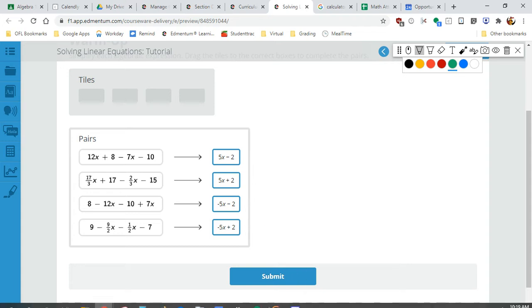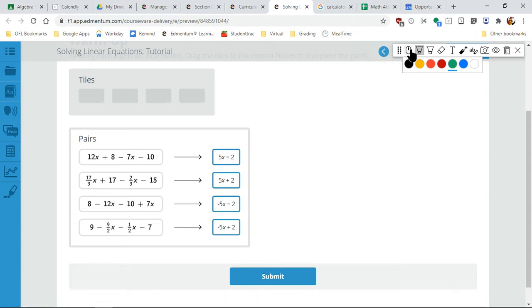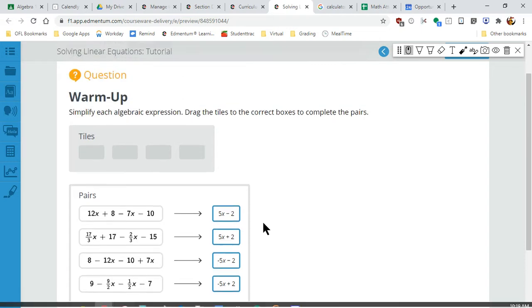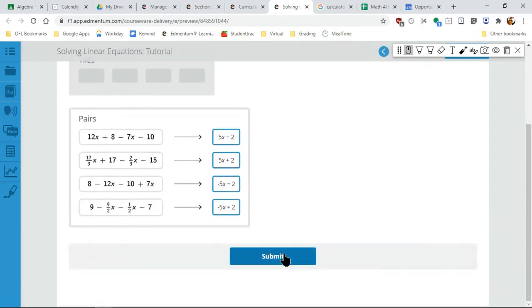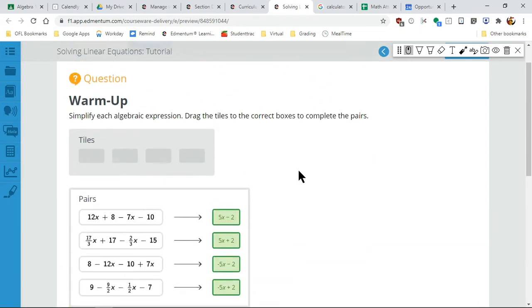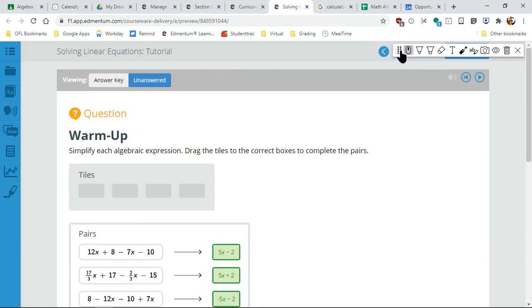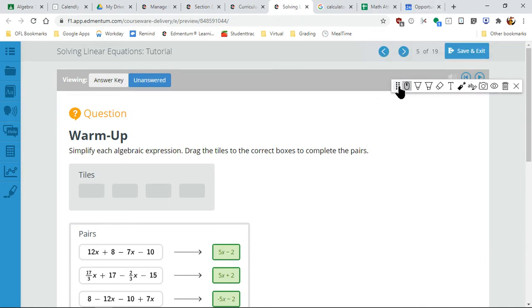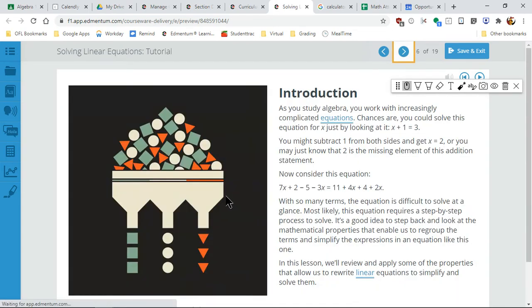Is that making sense with the fractions? I don't ever want you guys afraid of fractions. So if you guys are still struggling with fractions, again, don't be afraid to make an appointment with me and we'll talk about it. Fractions aren't anything to be scared of. It's just a different way of thinking about numbers.